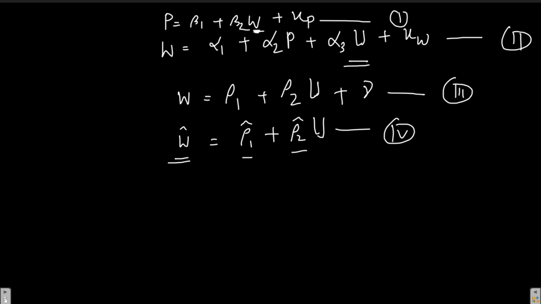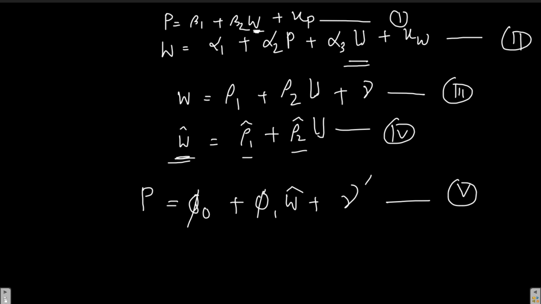So now my P is going to be some gamma 0 plus gamma 1 W hat, and then I have some other error, let's say error mu prime. Now I'm simply using this value from this equation in equation 1. So this is going to be my equation 5. And this is where I'm claiming that I have actually solved the endogeneity problem. So this W hat is no longer having this relationship with UP. So it is no longer covariant with the error term. Now, how exactly can I claim that?